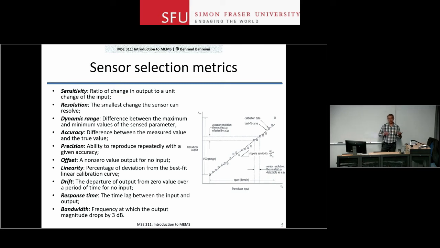Sensor bandwidth is also an indication of its response time. So the two are related. Not exactly the same quantity. F3 dB is not 1 over tau, but they are related to each other.